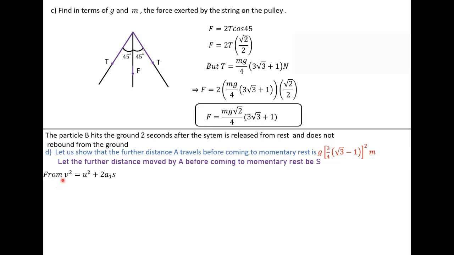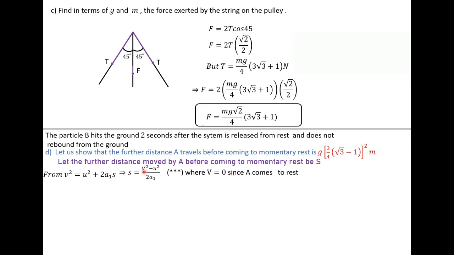So from this equation, that is from V squared equals U squared plus 2A1S, we can therefore get the expression for S. That is, S is going to be equal to V squared minus U squared divided by 2A1 actually. So let us call it our equation 3 star, where V here is going to be equal to 0. Why? Because A comes to momentary rest, as we were told in the question, that is, we have to show the further distance A travels before coming to momentary rest. So the fact that A comes to momentary rest implies the final velocity of the particle A is going to be equal to 0.